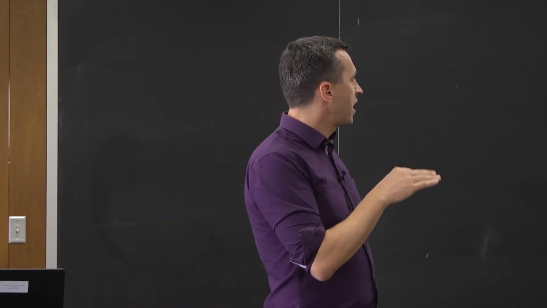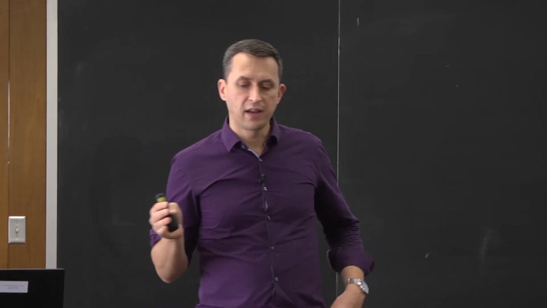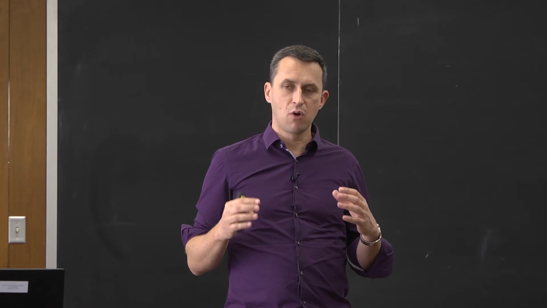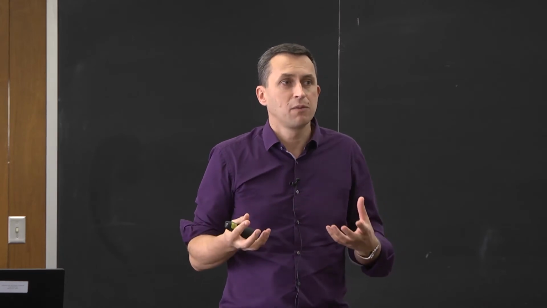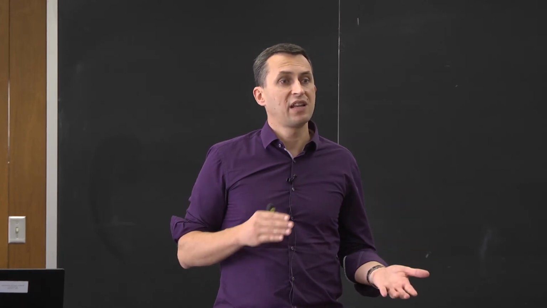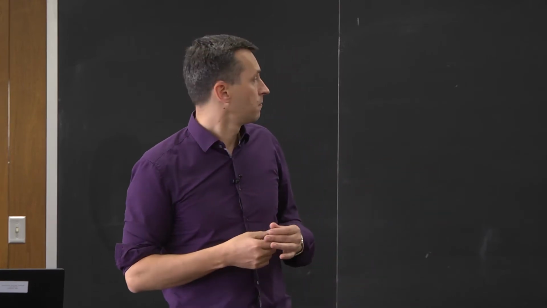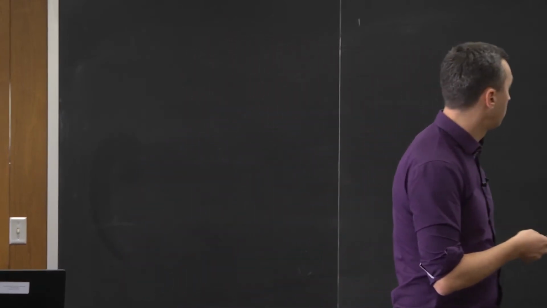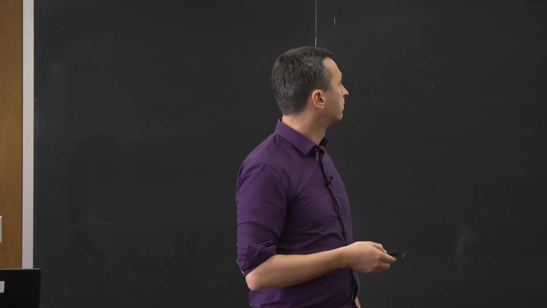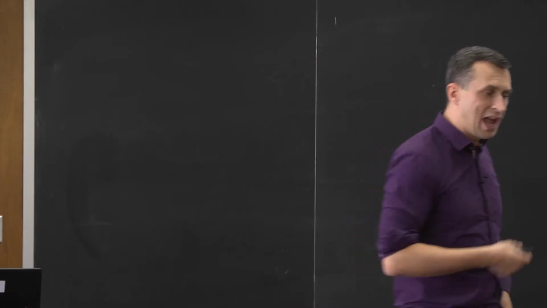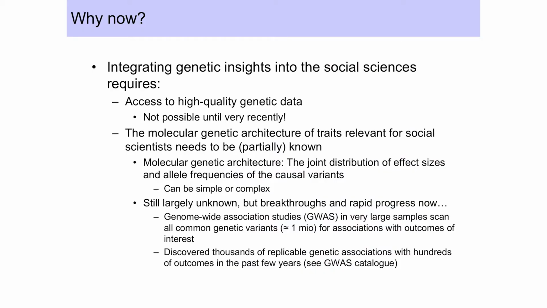And then they combined that with genetic insights, and they basically showed that the people that benefited from that policy intervention most were actually people that had a high polygenic score for BMI. So people that were genetically especially predisposed to be affected by obesity were the people that benefited most from that policy intervention. So there's a lot of stuff that we can do with these type of data in the future. So why now? Why hasn't this been done already like 10, 20 years ago? Well, so integrating genetic insights into the social sciences requires at least two things. It requires, first of all, access to high quality genetic data that simply wasn't available until very, very recently.